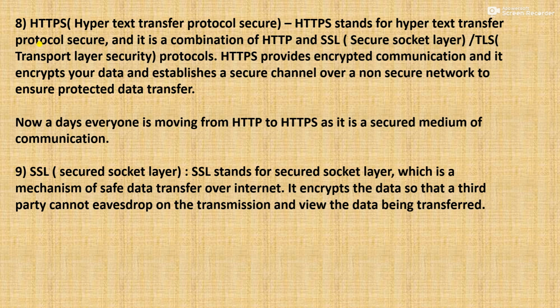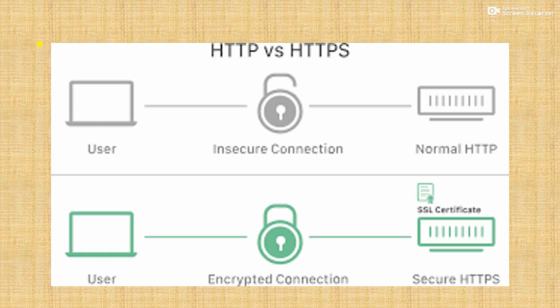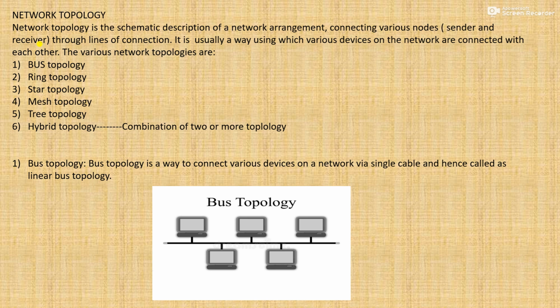It encrypts the data so that a third party cannot eavesdrop on the transmission and view the data being transferred. Okay. So now you can see HTTP में हमारा जो है insecure connection था because it is not secure, it is not encrypted. But in HTTPS now you can see user and it is secure. Okay, we have a secure, and that SSL certificate is also there, secure socket layer certificate. Okay, now this is an encrypted connection.